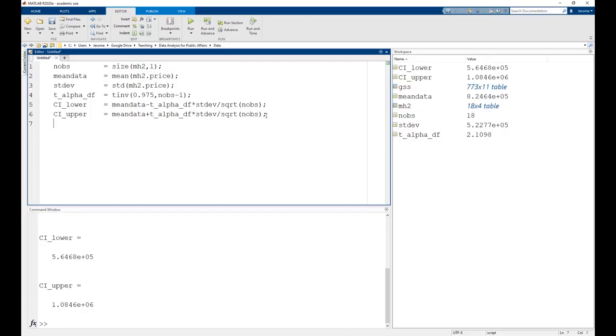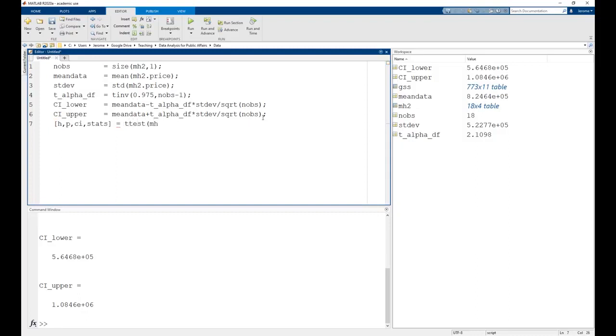Now, of course, this seems very burdensome to calculate the confidence interval in that way. In order to make this simpler, you can use the command ttest. Note that we are going to use this command later on, very often when we are talking about hypothesis testing. But for now, we are just going to use it to calculate a confidence interval.